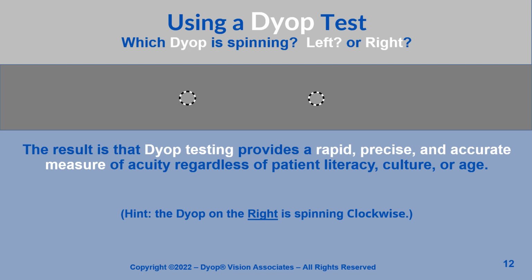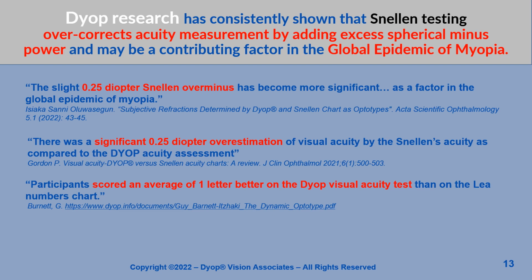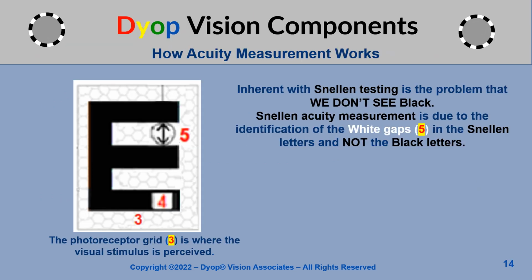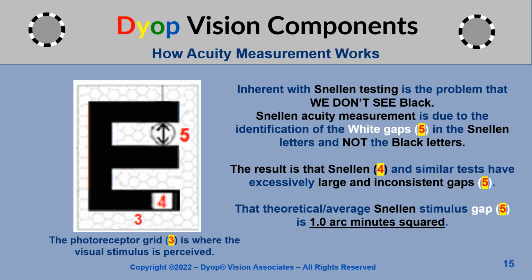Dyop research has consistently shown that Snellen testing overcorrects acuity measurement by adding excess spherical minus power and may be a contributing factor in the global epidemic of myopia. Inherent with Snellen testing is the problem that we don't see black. Snellen acuity measurement is due to the identification of the white gaps in the Snellen letters and not the black letters. The result is that Snellen and other similar tests have excessively large and inconsistent gaps.